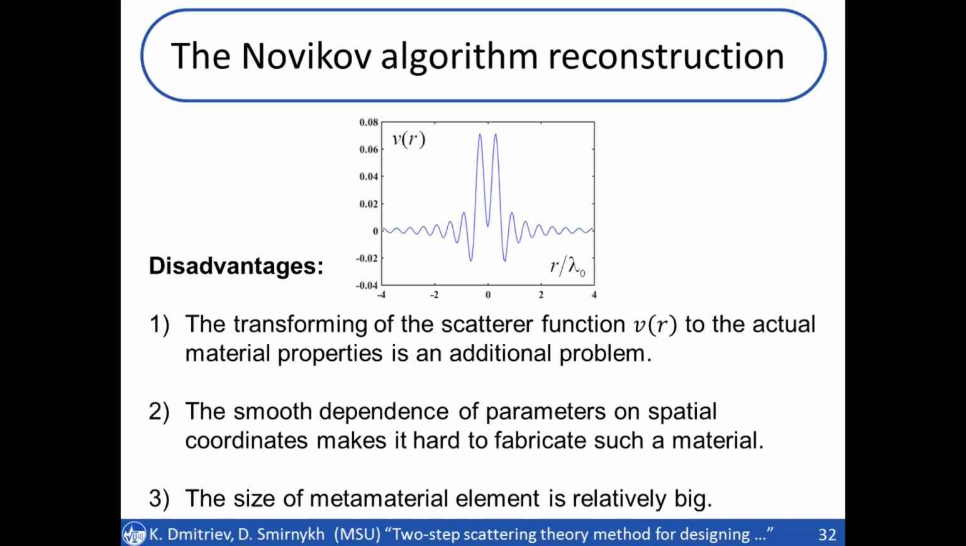However, this approach has fundamental disadvantages. First, we have to transform the scatter function and get the actual physical material to be used in the metamaterial construction. This is an additional problem. Second, even if we do this, we have to implement a smooth dependence of the material properties on coordinates. And this is hard and may be expensive. Third, if we look at the scatter function, we can see that the size of the metamaterial element is quite large, about half the wavelength. And it's impossible to make it smaller because it's the result of an inverse problem solution, and this solution is restricted by the diffraction limit.